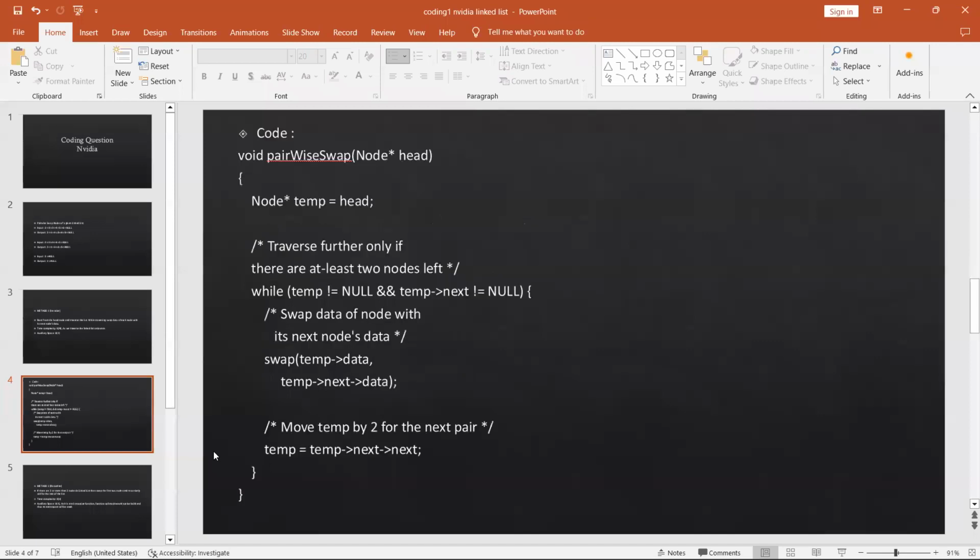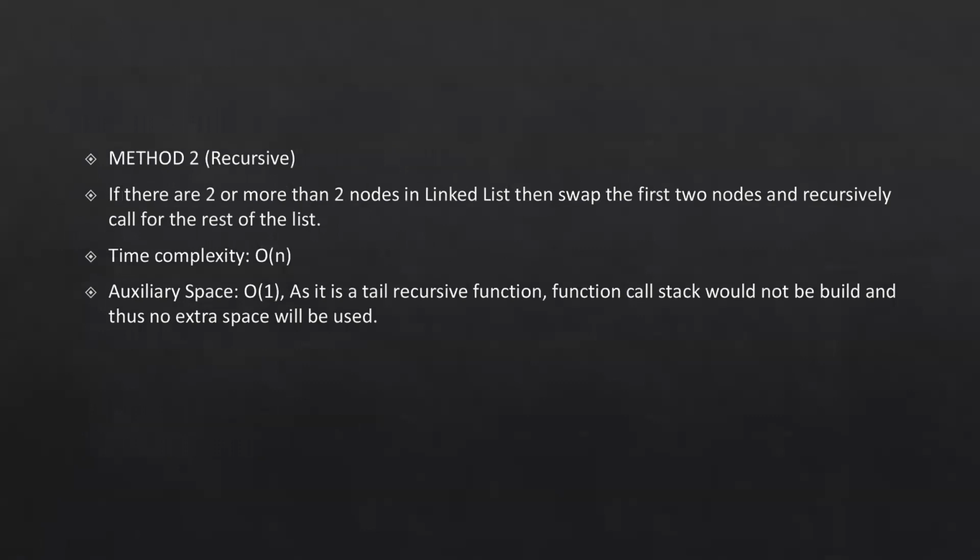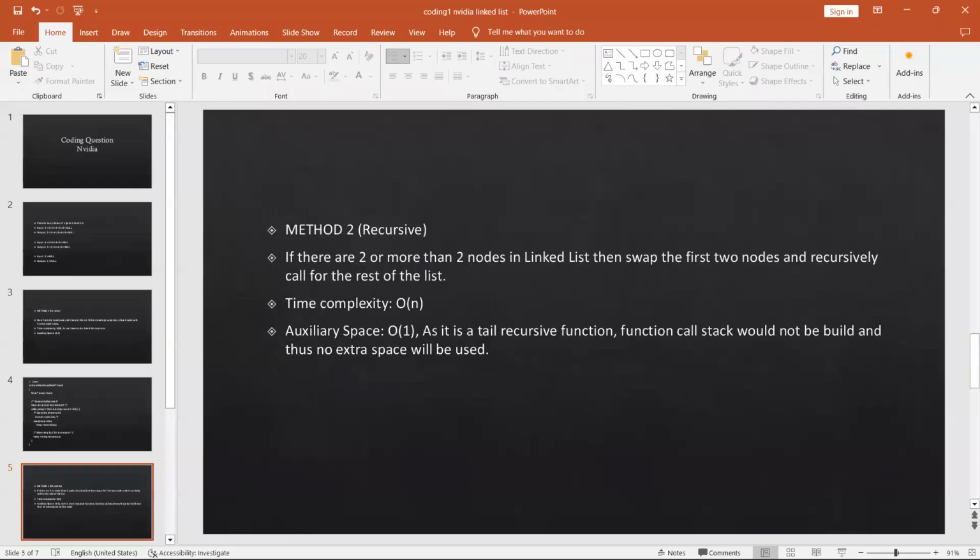Okay. Then we will discuss another approach, the recursive approach. In the recursive approach, our base condition would be: if we have less than two nodes in a linked list, then there is no need of swapping. So this is the base condition. If there are two or more nodes in a linked list, then swap the first two nodes and recursively call for the rest of the list. We will discuss this example also.